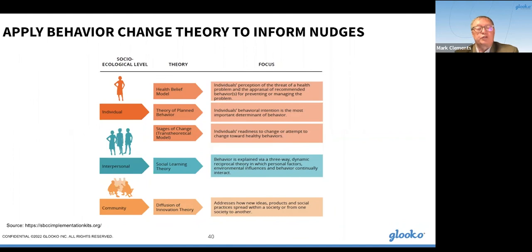So I've shown you just a few health theories here: the health beliefs model, the theory of planned behavior, stages of change, or what's called the trans-theoretical model, social learning theory, diffusion of innovation theory. And whatever the model is that one chooses, it's important to recognize that there is some rationale by which you believe that this particular strategy for nudging behavior will work.